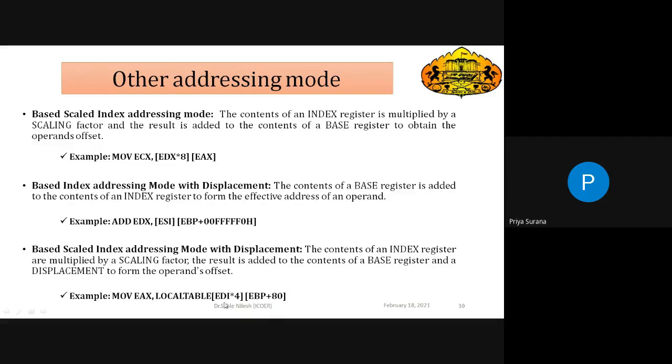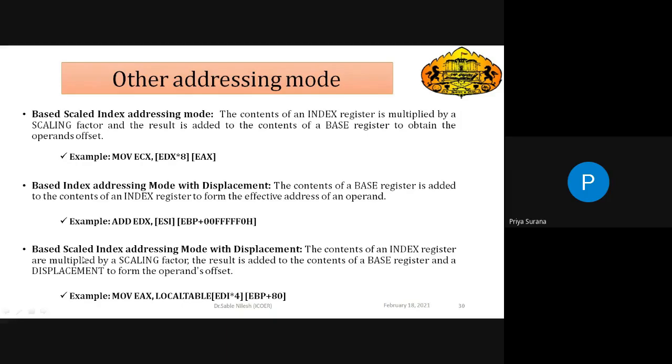Depending on that, the source operand address will be calculated, and because of that it is called base scale index addressing mode with displacement. The base register is used, the index register is used, the scaling factor is used, and the displacement value is also used. For calculation of the source operand address all these things are used, and because of that the name is base scale index addressing mode with displacement. So this is the last addressing mode.